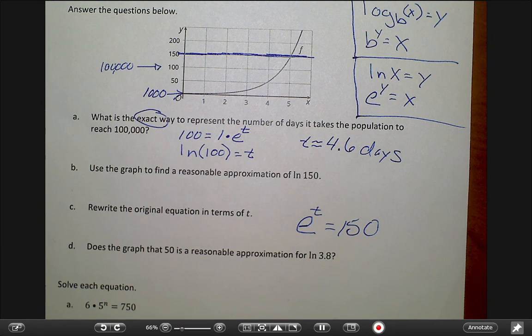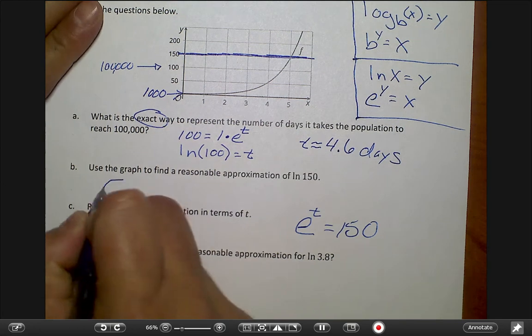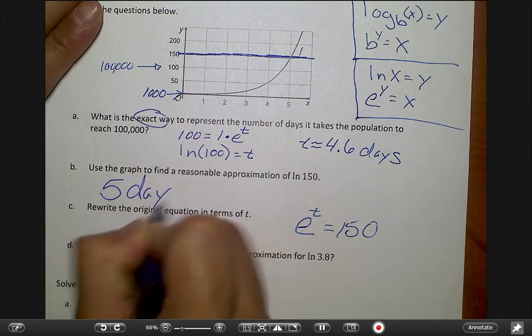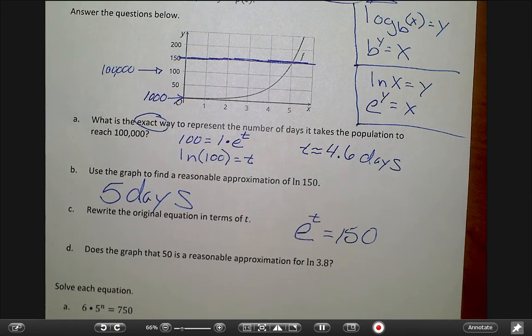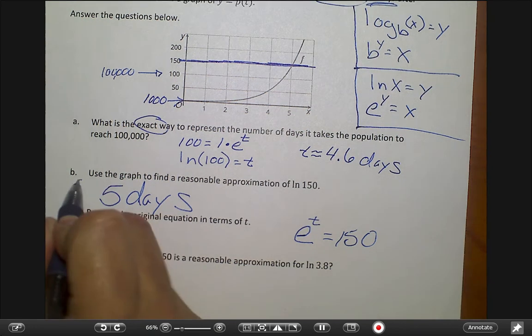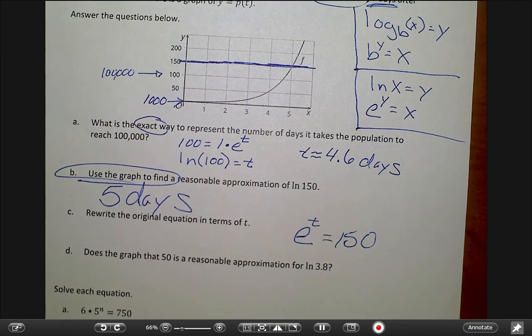It says use the graph. I'm not going to get a 0.01 on that. 5, 5.1 days. There we go. I know, but I keep hearing people say 5.1, 5.01. I know, but it didn't say calculator. I said use the graph. Pardonnez-moi.